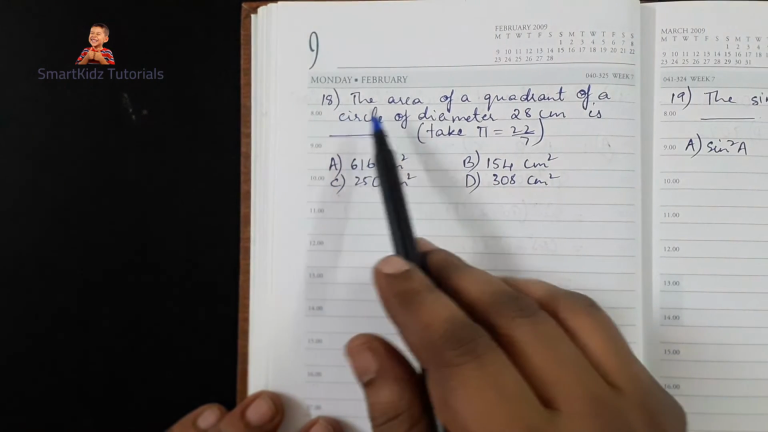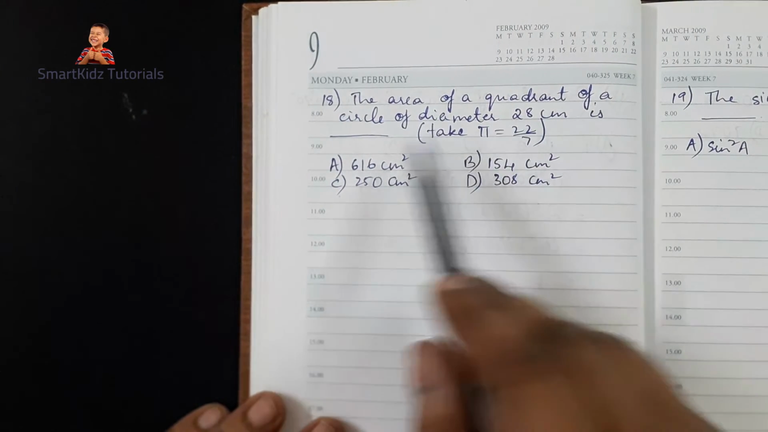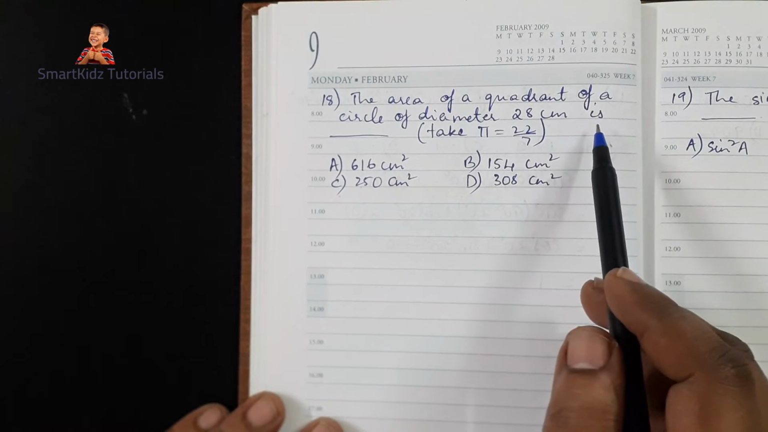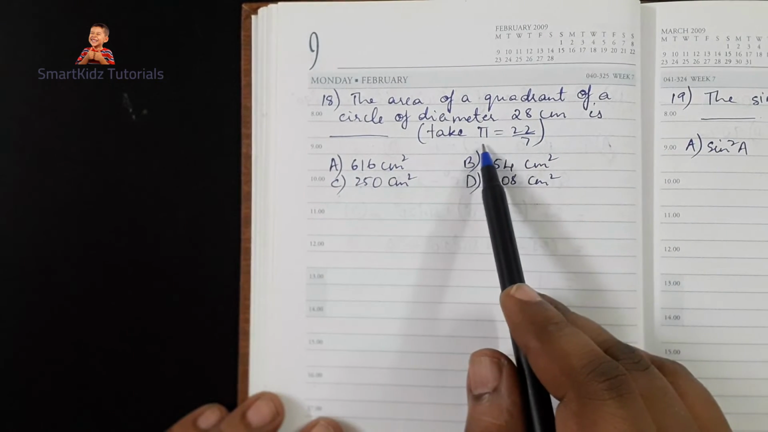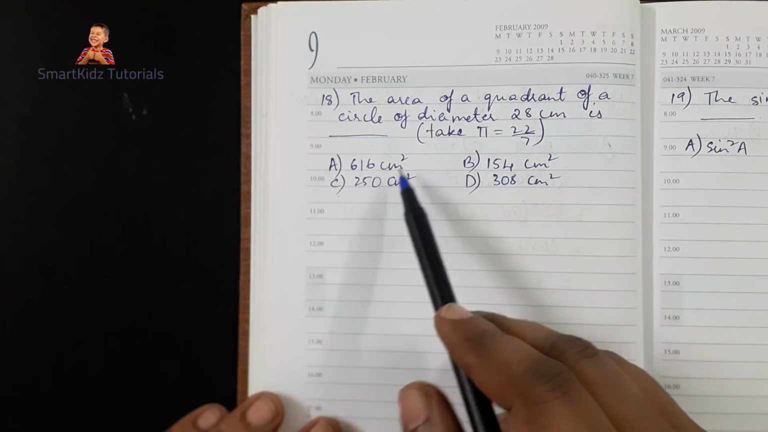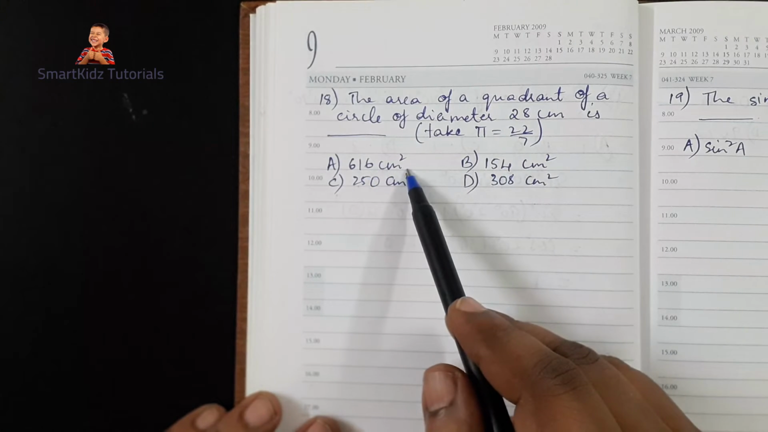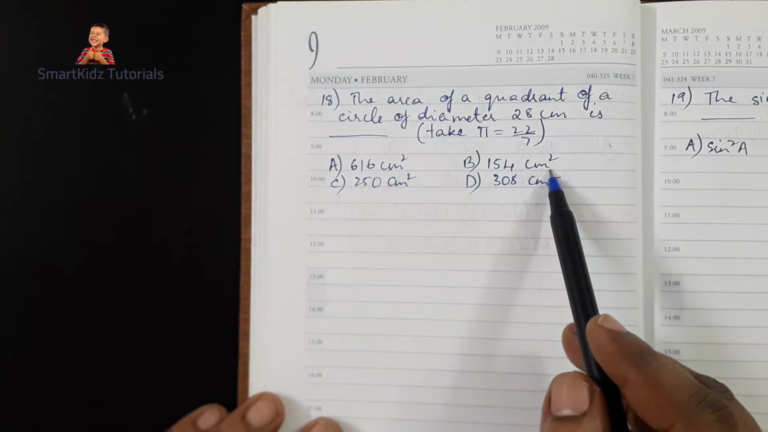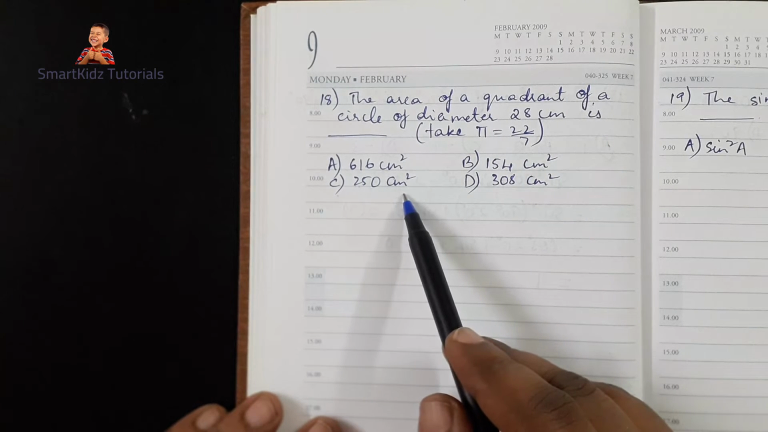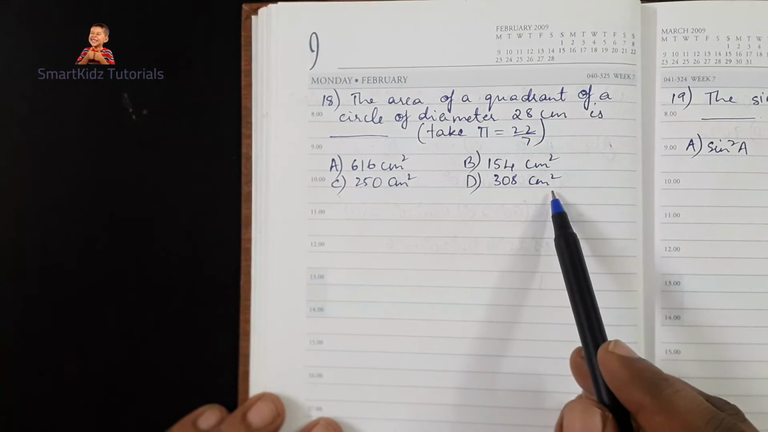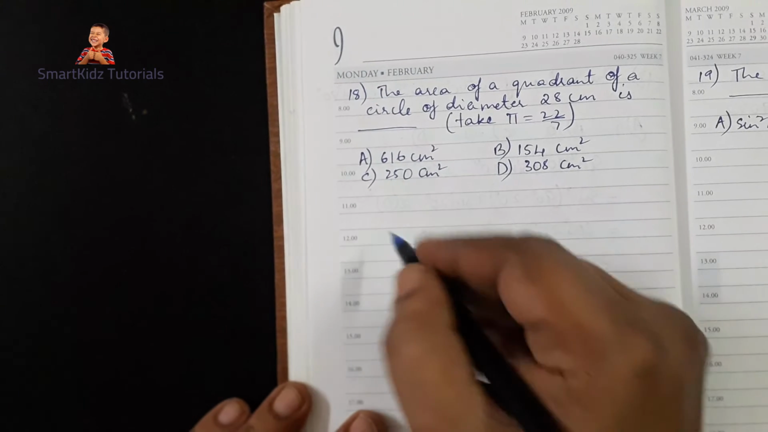Now 18th question, the area of a quadrant of a circle of diameter 28 cm is dash. We need to take pi equal to 22 upon 7. Choices are 616 square centimeter, 154 square centimeters, 250 square centimeter, or 308 square centimeters. Let's find out.